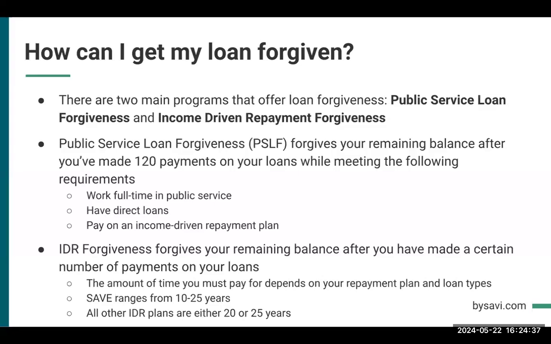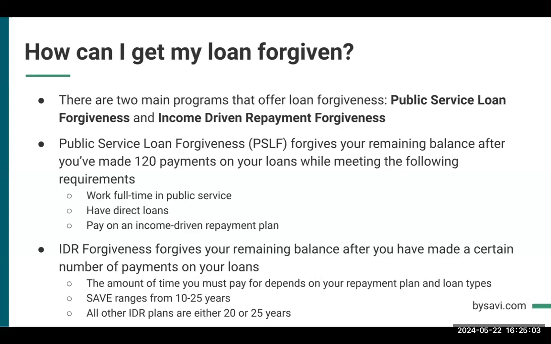For income-driven forgiveness, your remaining balance is forgiven after you've enrolled into an income-driven plan and paid for the required amount of time. How long you have to pay for depends on a couple of factors like what plan you're on and your loan types. So if you're on the Save plan, you need to pay for 10 to 25 years. All other plans require you to pay for 20 or 25 years.